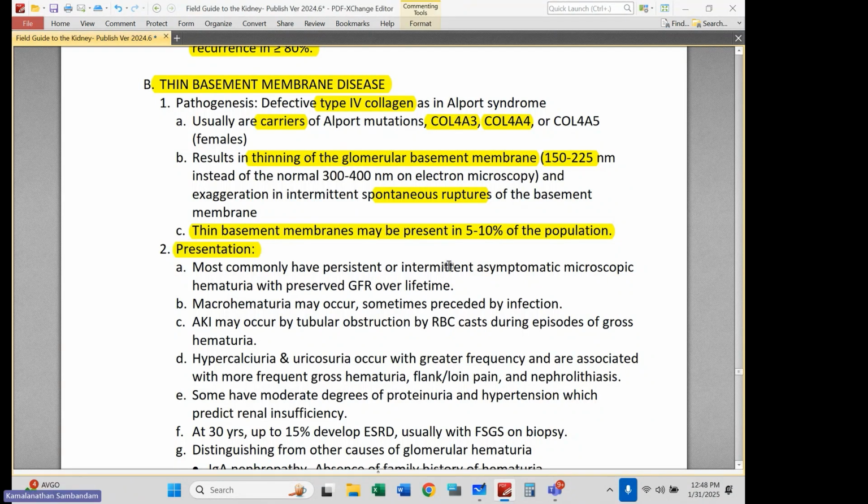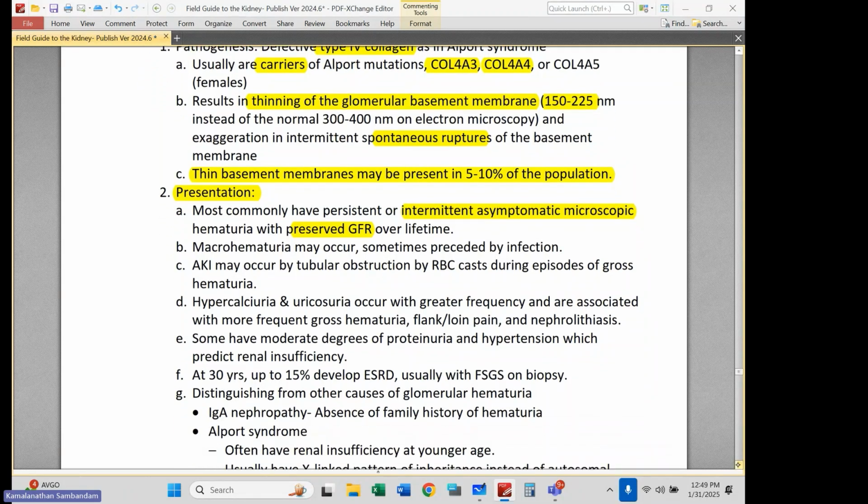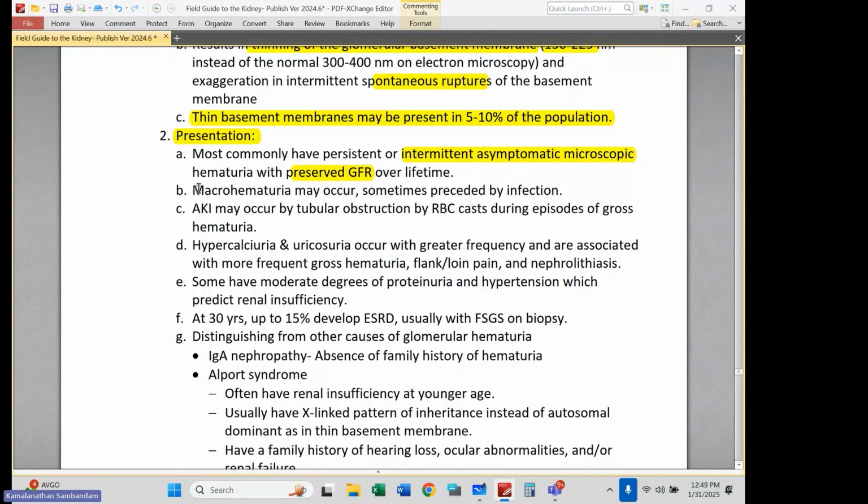Presentation typically presents with intermittent microscopic hematuria and then GFR that is quite preserved, right? That's the classic presentation of thin basement membrane. You can have gross hematuria. I don't like this term macrohematuria, but gross hematuria. And sometimes it could be preceded by an infection, making the diagnostic confusion arise where you're considering IgA nephropathy or even infection-associated GNs in your differential, okay?